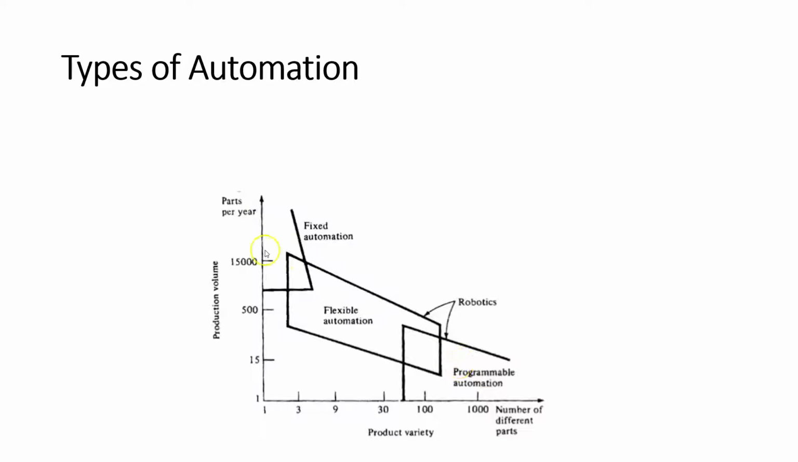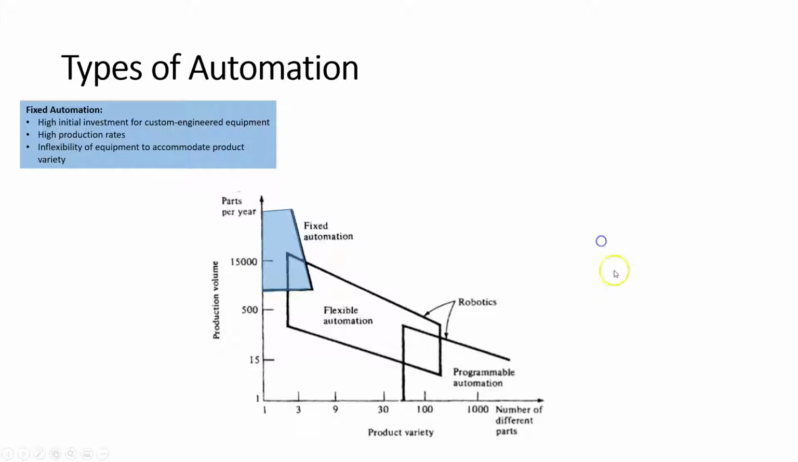Okay. So you can see where fixed, flexible, and soft automation fit within this realm of product variety versus production volume. When we have a very high production volume, but we don't have a lot of product variety, then that's a perfect case of when we would use fixed automation. Again, an example of fixed automation would be maybe a conveyor belt, right?